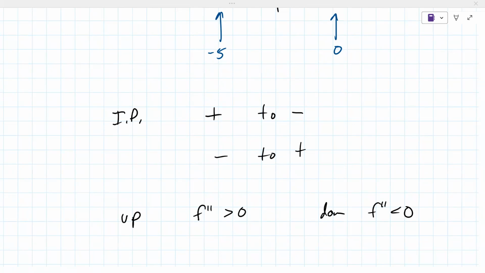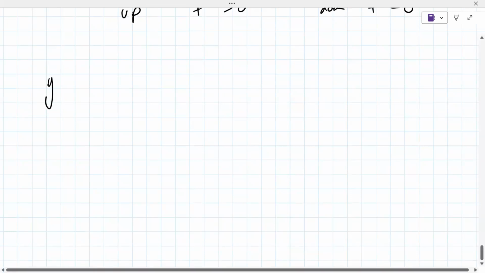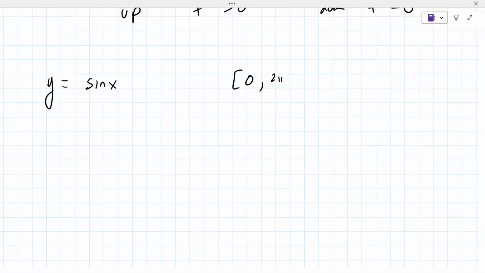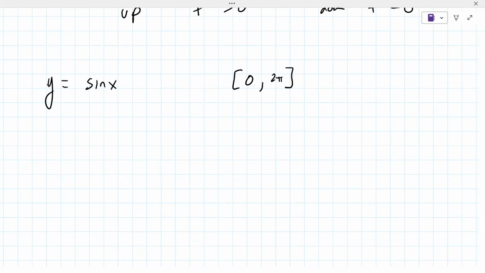Okay, so let's see here. We ought to look at a trig function or two. So let's just look at a basic one. Let's say y equals sine of x, and we're only looking from 0 to 2 pi. That doesn't matter. We can do that. So derivative, right? Y prime here. Derivative of sine is cosine. Derivative of cosine is minus sine x.